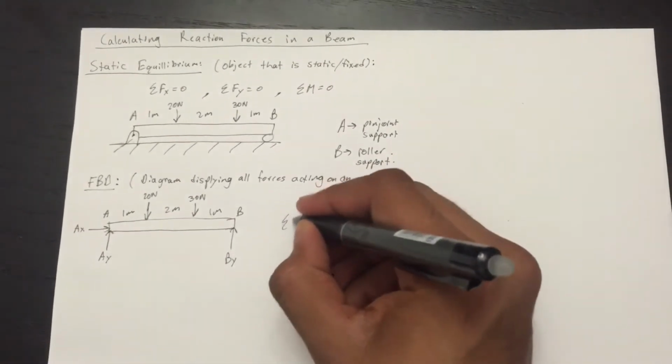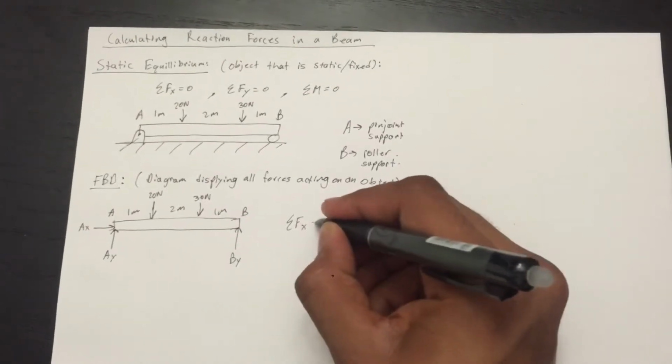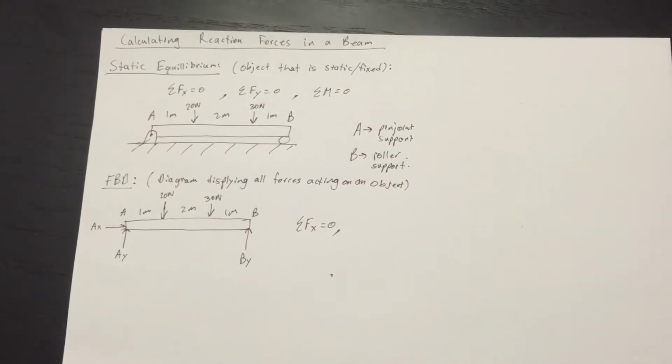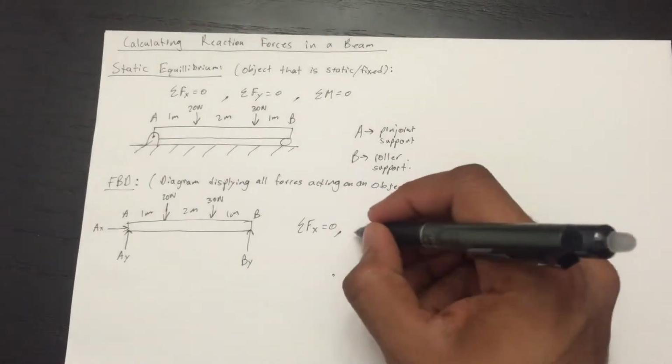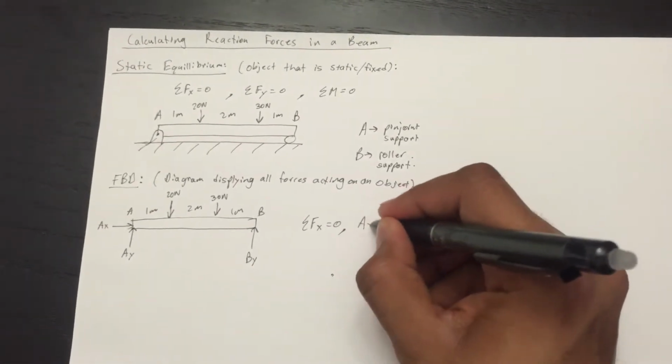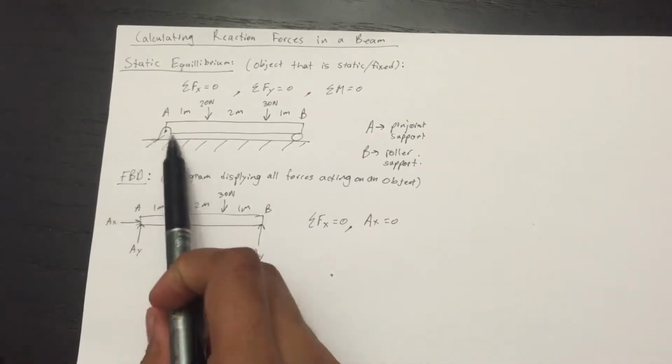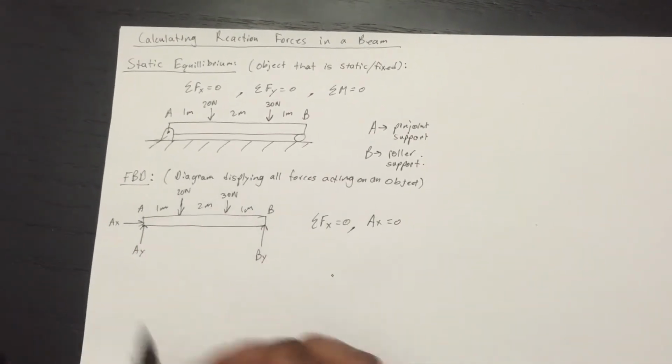So, sum of forces in the x equals 0. Now what are the forces acting in the x direction? We only have AX. Therefore, AX equals 0, which means that there's no force that this pin joint is exerting in the x direction.